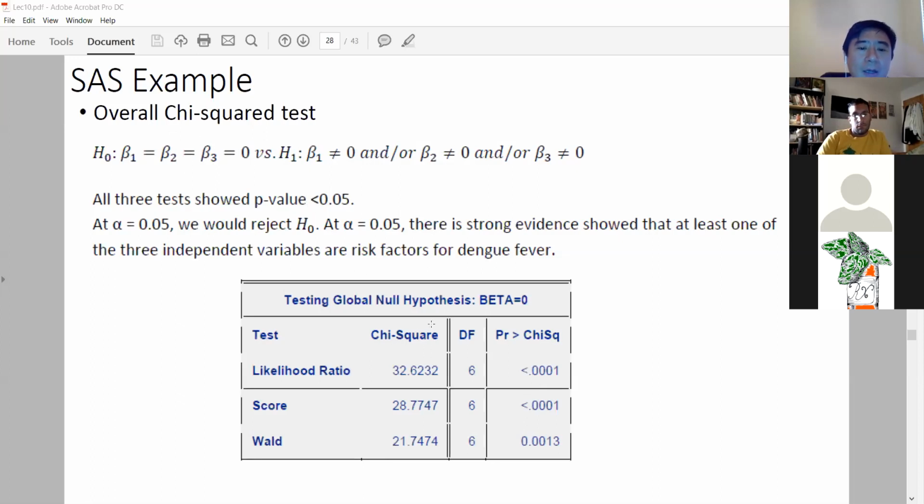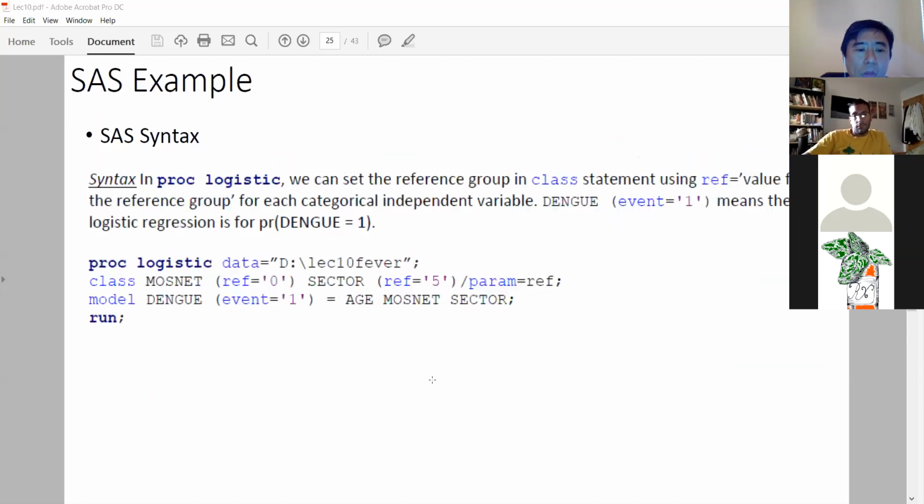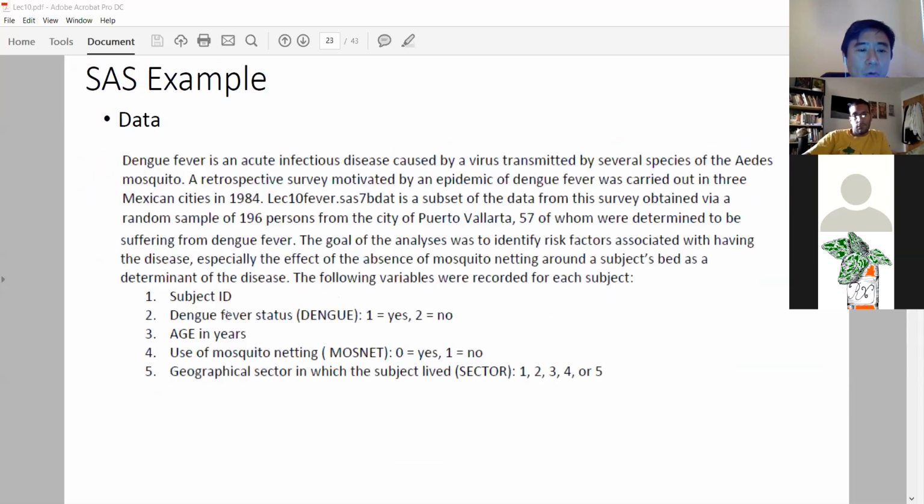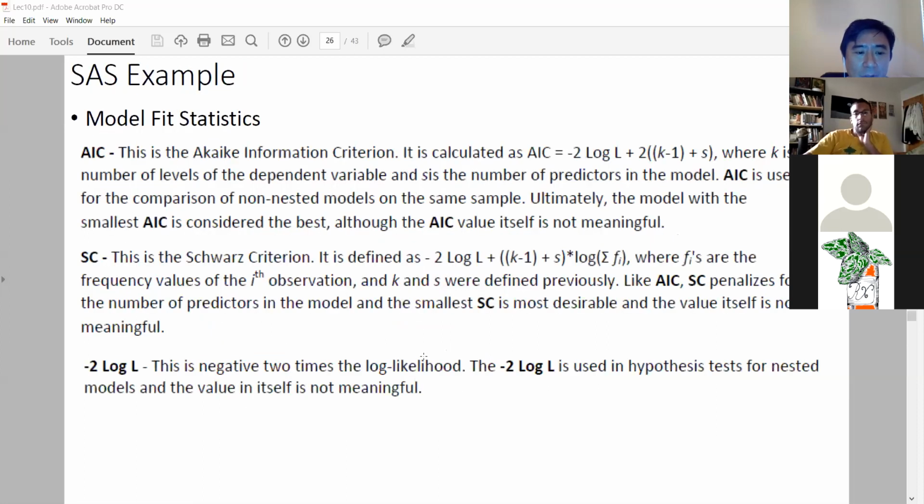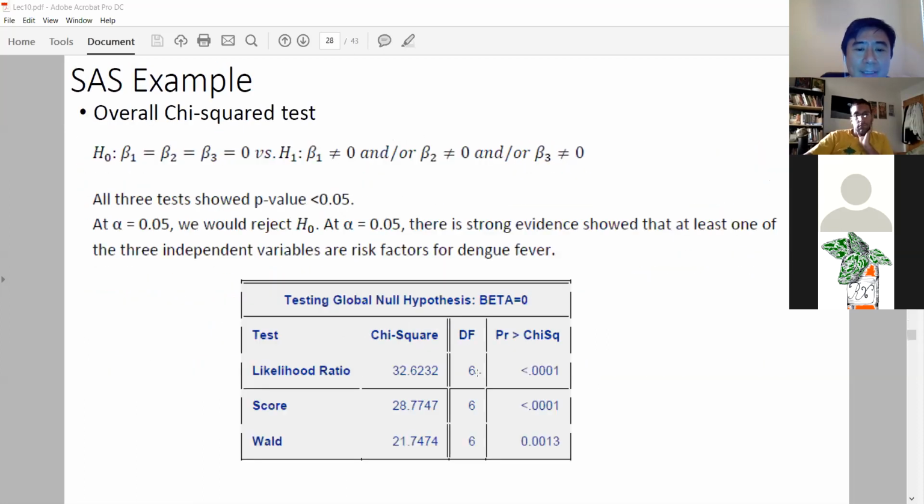So the global test actually tests the model as a whole. It tests all the degrees of freedom together, because you have 1 degree of freedom for age, 1 degree of freedom for net using, and 4 degrees of freedom for the sector, geographic location, and therefore you have 6 degrees of freedom for the whole model. So this is just the overall test for the entire model.